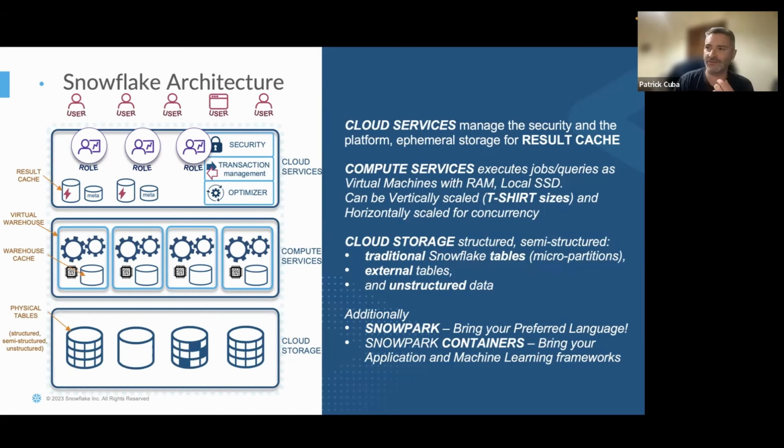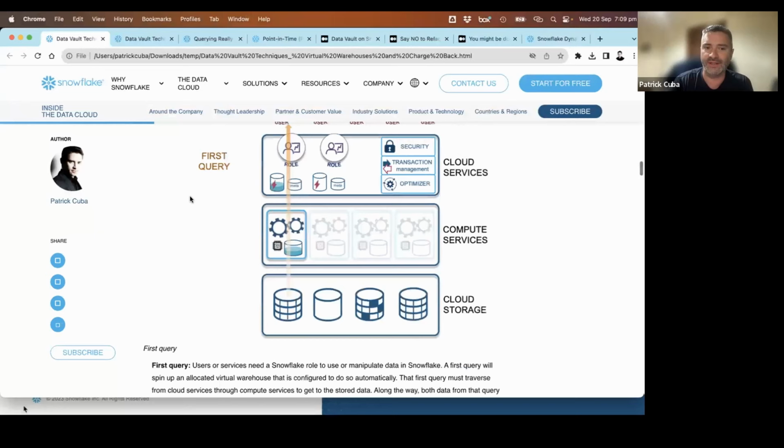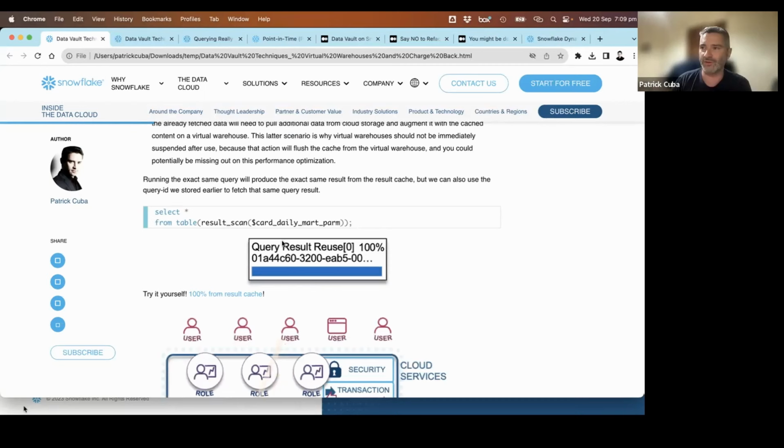A lot of these concepts, and I wanted to emphasize this point as well, are available in the blogs that have been posted on the Snowflake blogs. So a lot of this detail on how caching works and how the first query works and how it actually grabs that result cache has all been documented and put into plain English. So you can focus on what works for you from the architecture. It's a good thing to understand the architecture.